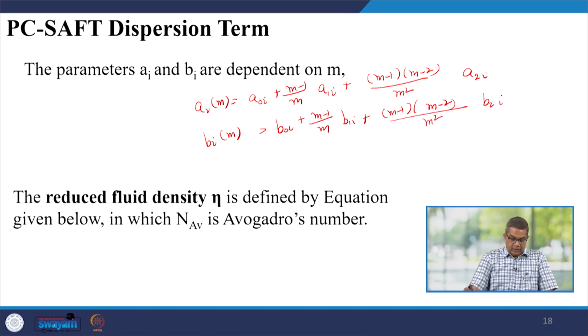Now the reduced fluid density eta is defined by the equation as per the following notation. Eta is equal to pi N, where N is Avogadro's number, over 6 times rho m d cubed.